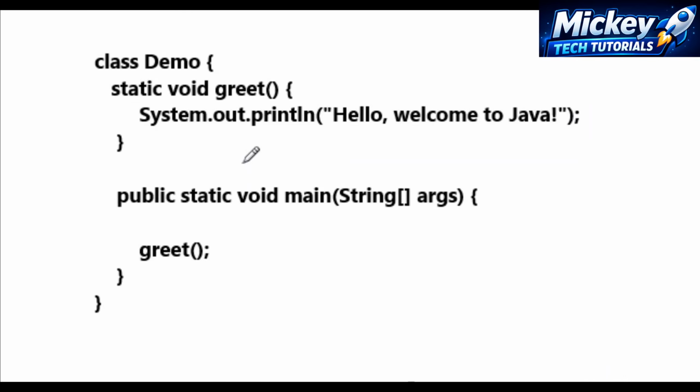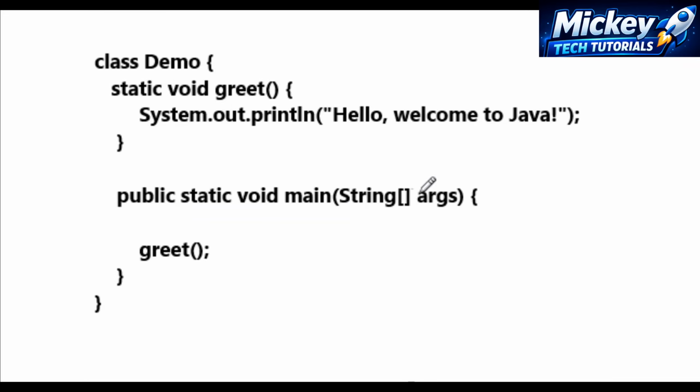A simple example for a method. Now I take a class named Demo. Inside Demo I develop a static method. If you use the static keyword, it's a static method. I take a static greet method. Which access specifier can I use? I use the default access specifier, without any keyword like public, private or protected. Inside the method I print hello, welcome to Java.